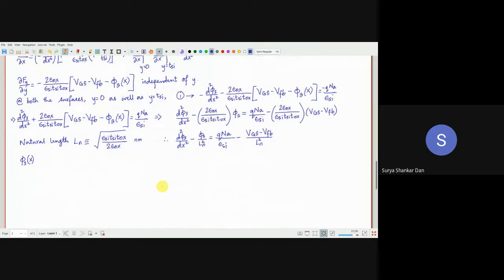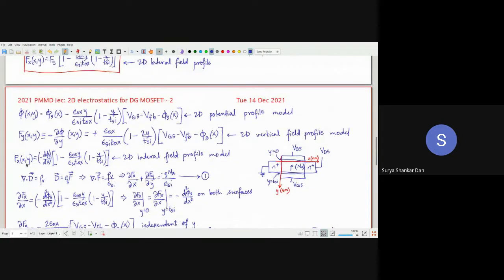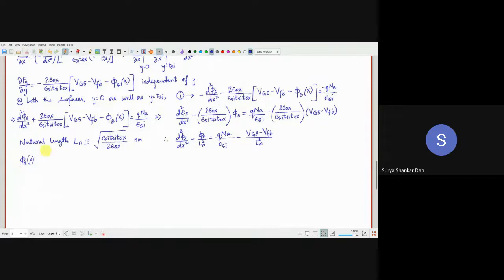So we are now concentrating only on finding the expression for phi s. As I said in the beginning also, phi s is the factor which is missing in these 2D potential models. Very nice. So phi s of x is going to be equal to, remember your high school mathematics, your engineering mathematics, a e to the power of plus x by ln plus b e to the power of minus x by ln plus c.